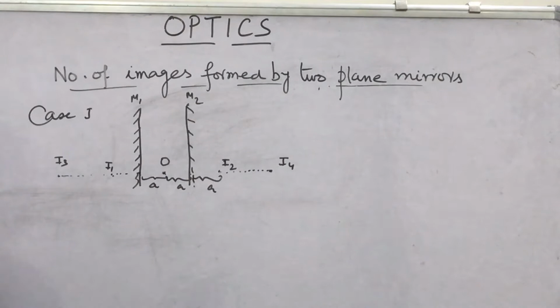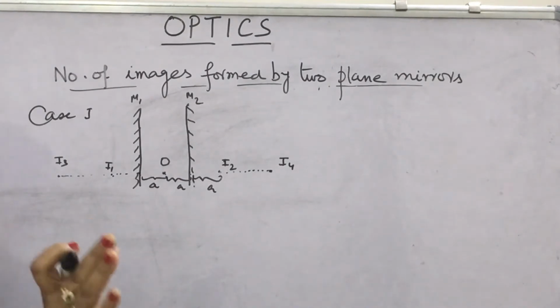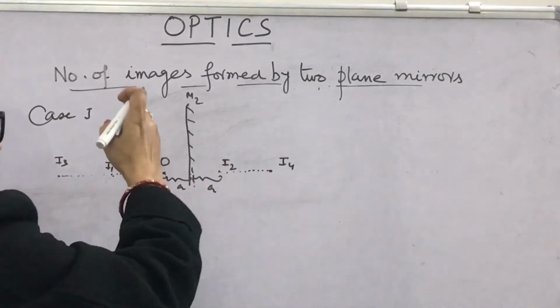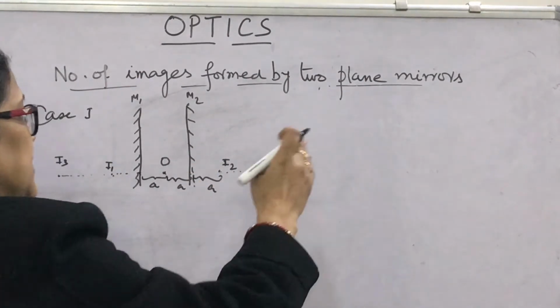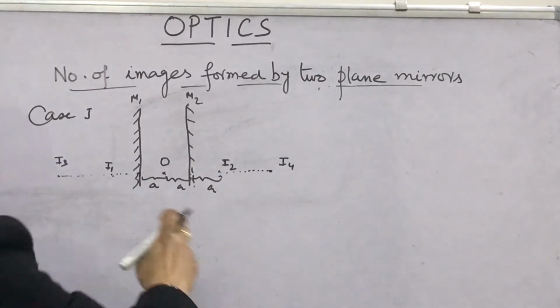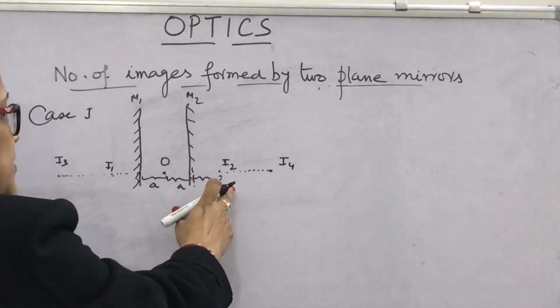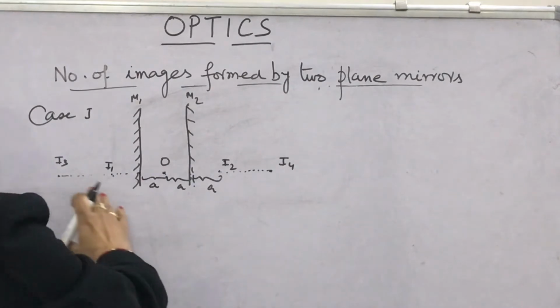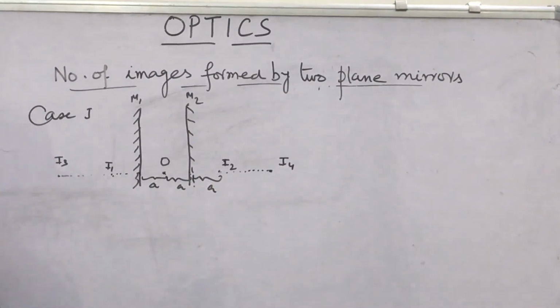How many images will be formed? Infinite. And a falling intensity will be there. The first image is I1, then I2, then a fall of intensity will take place and you find the number of images infinite.